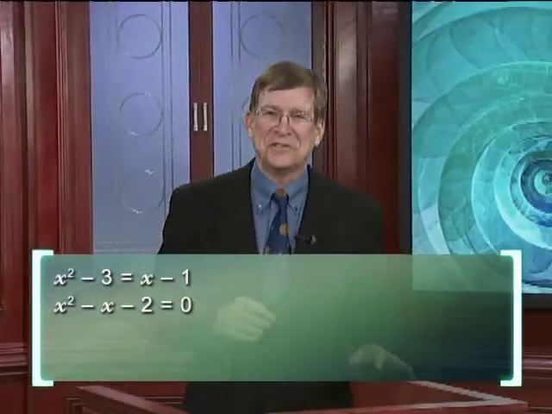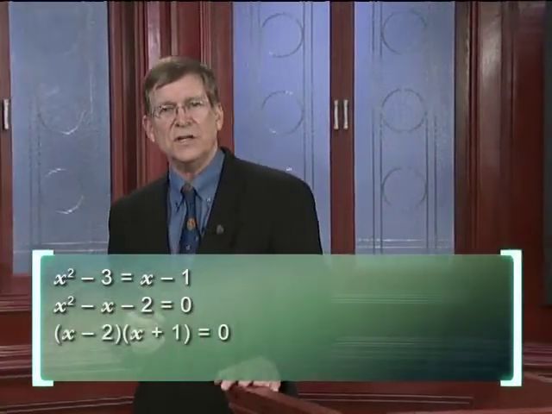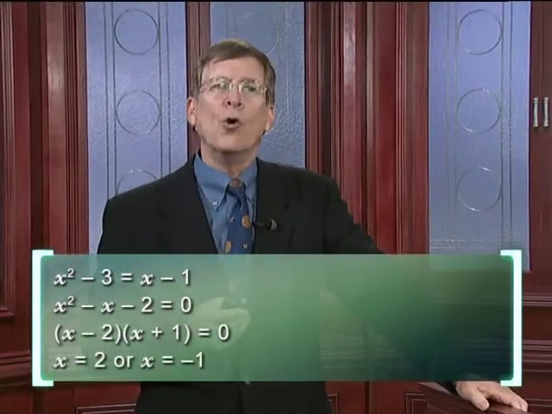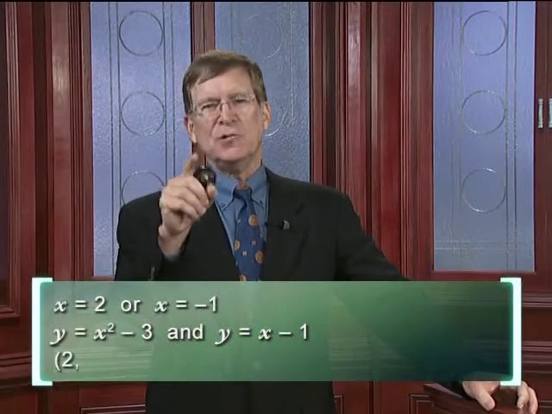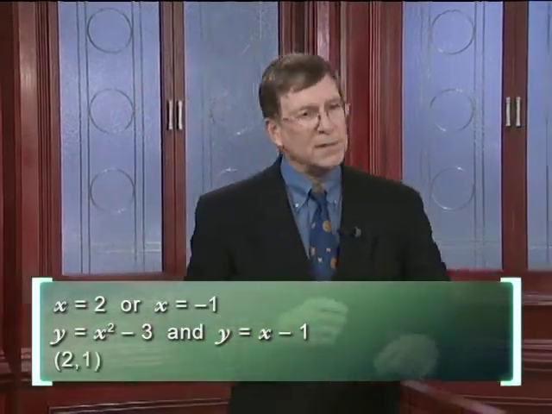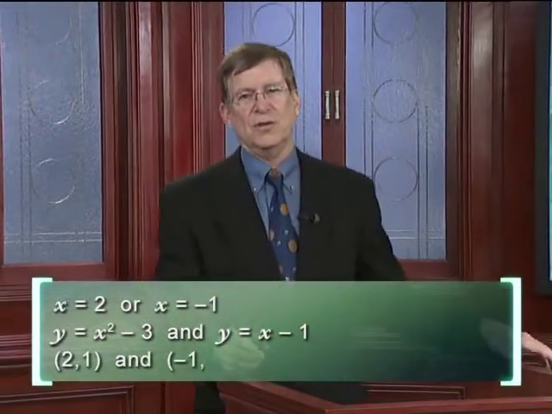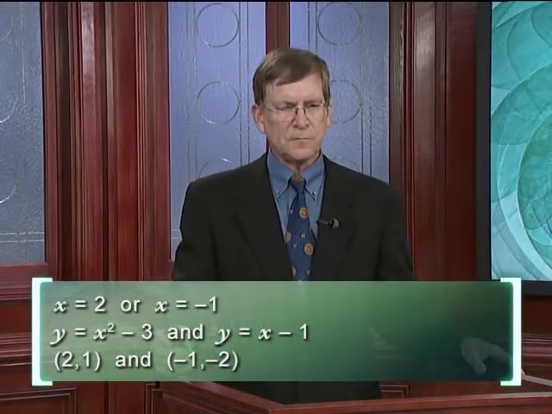There's a pre-calculus skill, isn't it? We have to be able to factor polynomials. This factors quite easily. (x minus 2) times (x plus 1) equals 0, and hence x is either 2 or minus 1. And so knowing when x is 2, you can plug that back into either equation and get that y is 1. And when x is minus 1, you can plug it back into either equation and get the y value to be minus 2.